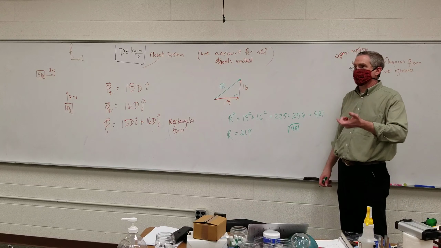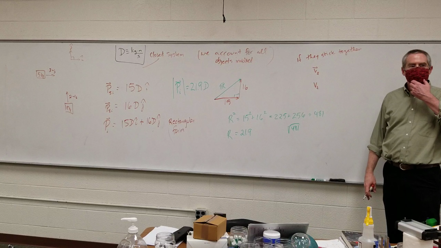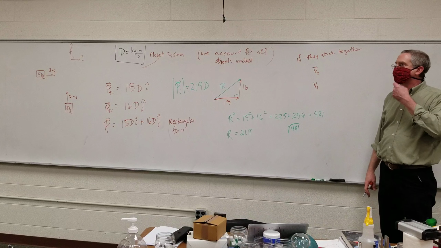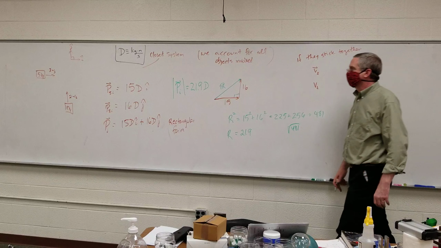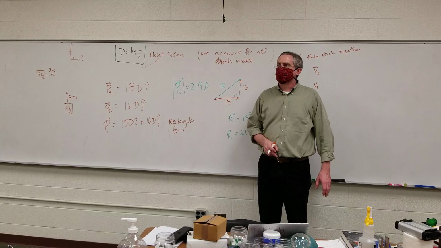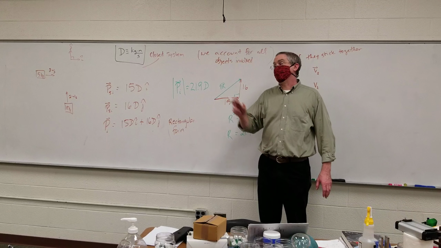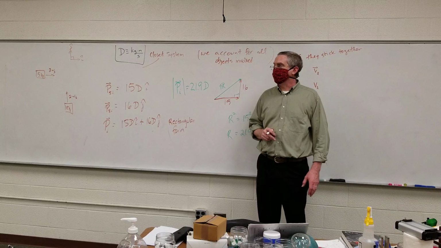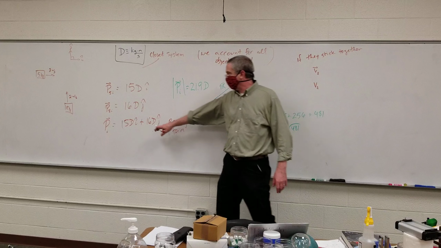Well, I know what the initial momentum is. What's my final momentum going to be? I got lost trying to pay attention to the math. All right, so what is my total final momentum going to be? Is it 21.9? That's the magnitude of it. I'm looking for the vector. Oh, it's the 15D I hat plus 16D J hat. Yeah, it's the same thing as it was before.